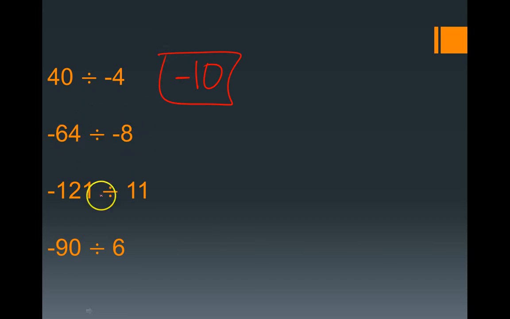64 divided by 8. That is 8. Count the number of negative signs. 1, 2. That's an even number, so my answer is positive. 121 divided by 11. That is 11. We have 1 negative sign. That's odd, so my answer is negative.